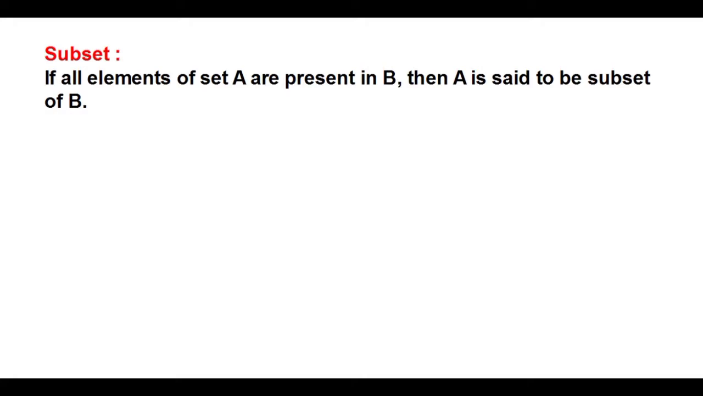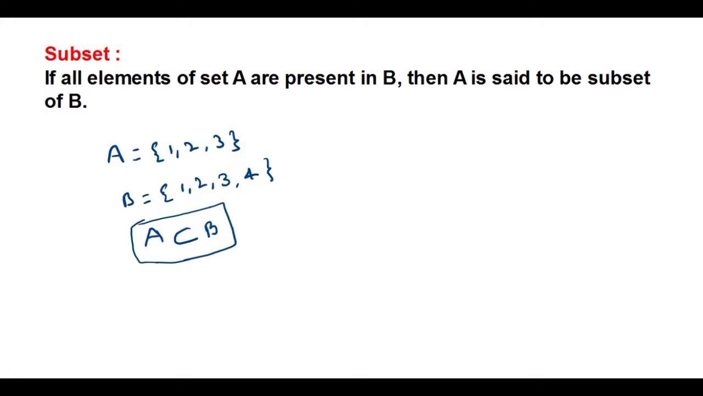Subset. If all elements of set A are present in set B, then A is said to be a subset of B. That means, for example, if you have A equal to 1, 2, 3, and set B equal to 1, 2, 3, 4, then here we can say A is a subset of B. So how to read this? A subset B. If all the elements of set A are in set B, then we call it A subset B.